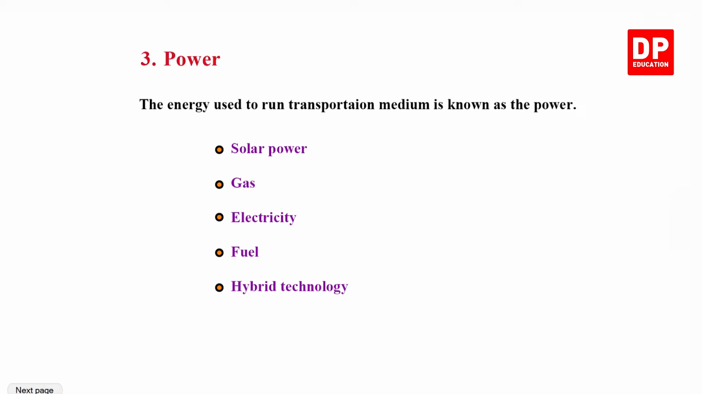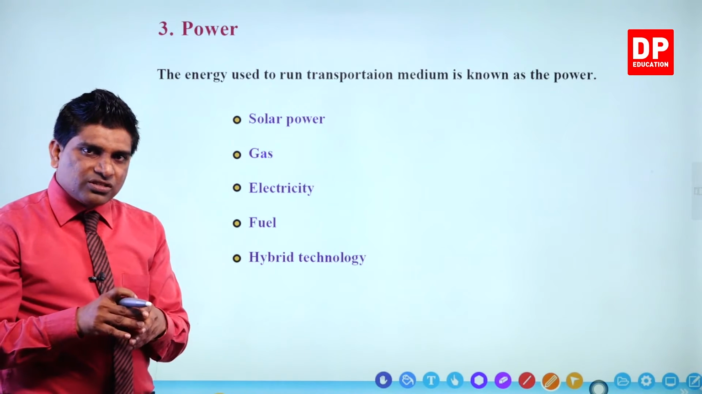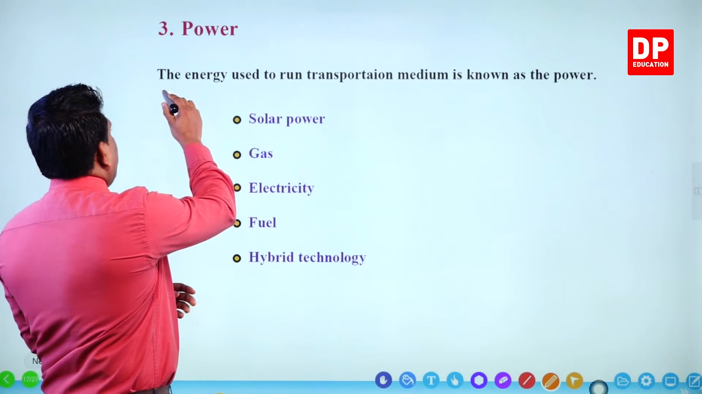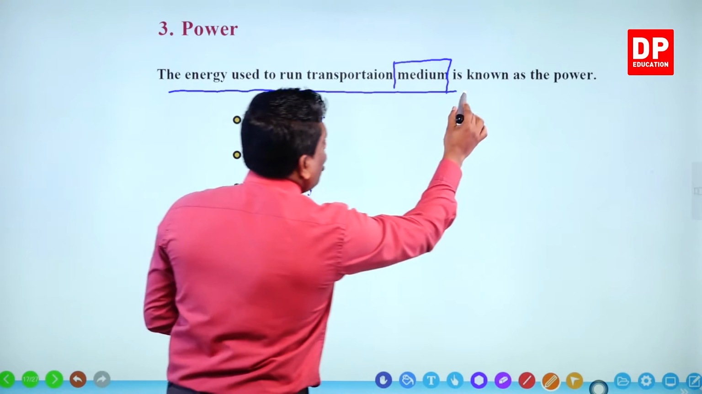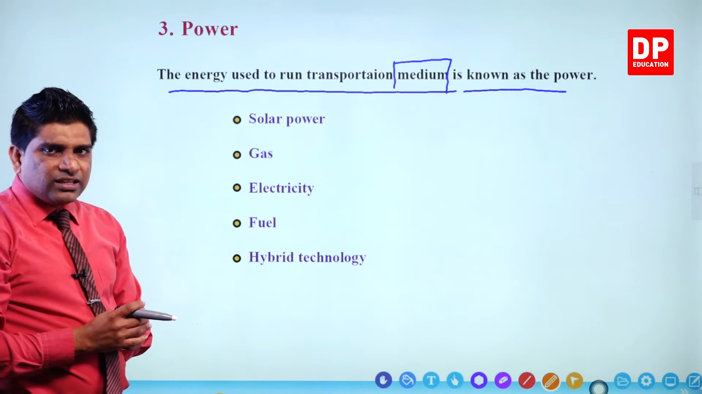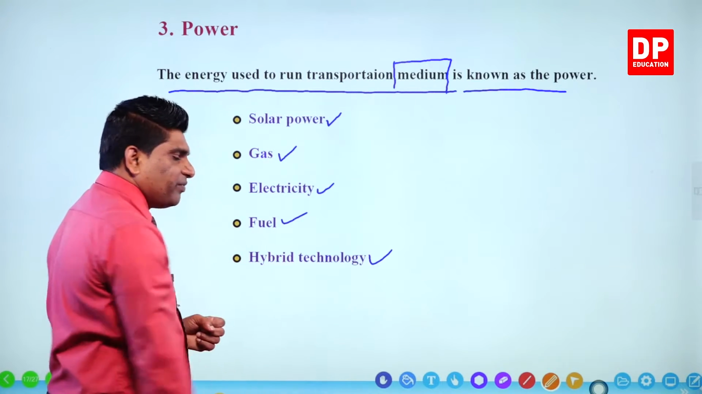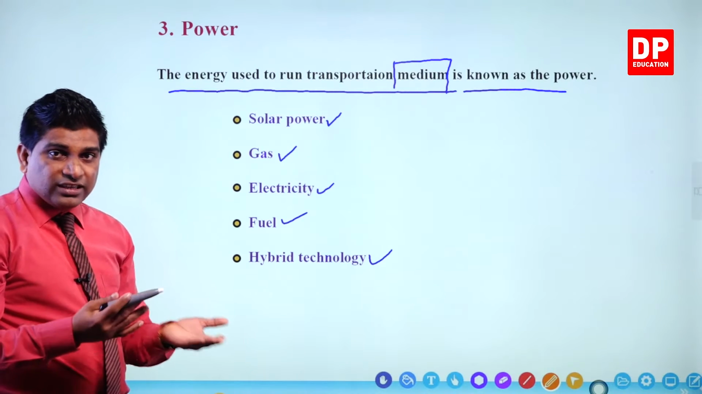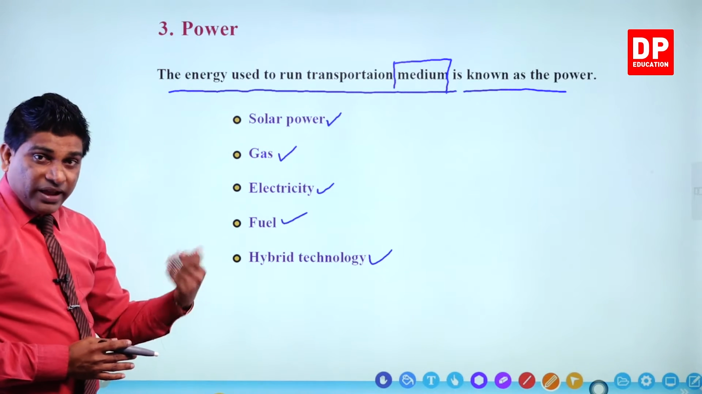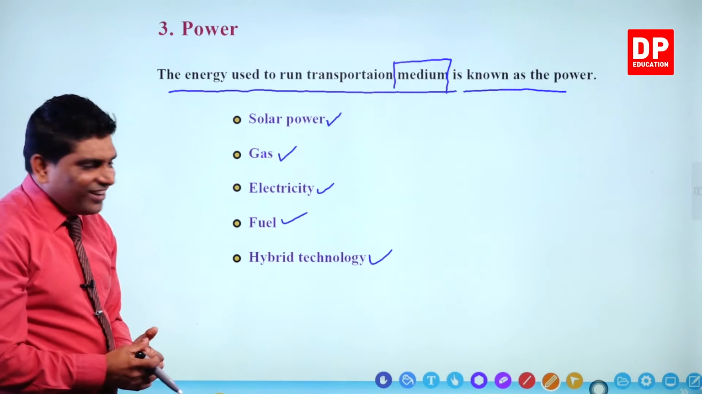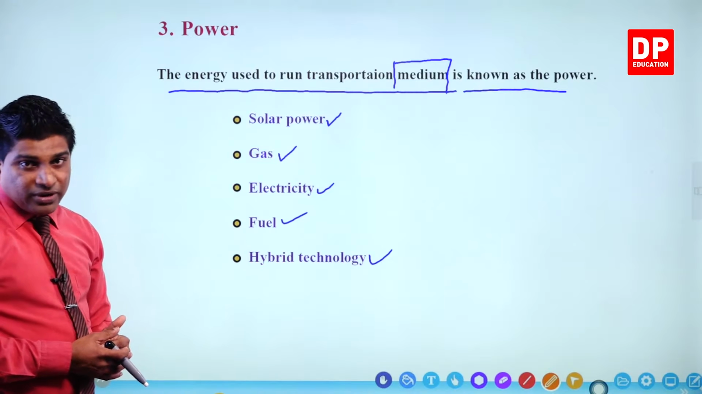Power. Power is energy that is used by you to do your transportation, right? The energy used to run the transportation medium, this power needed for your medium, is known as the power, right? Solar power, gas, electricity, fuel, and hybrid technology, hybrid vehicles, right? Fuel and electricity, both they use, right? So these are the examples for power. Power means energy used by those different mediums, different crafts, vehicles, right? Now what are the examples for power? Solar power, gas, electricity, fuel and hybrid vehicles.